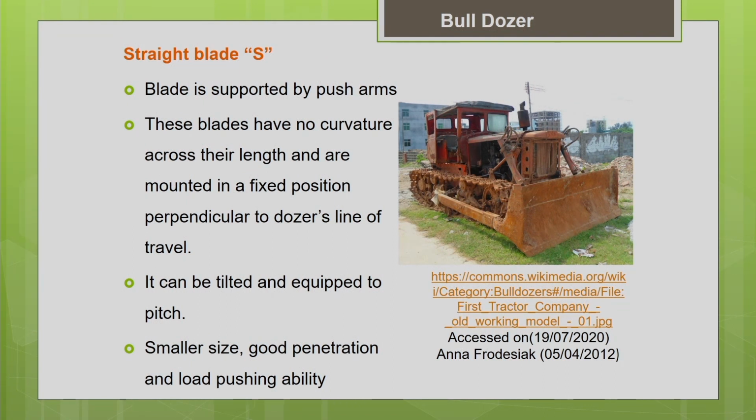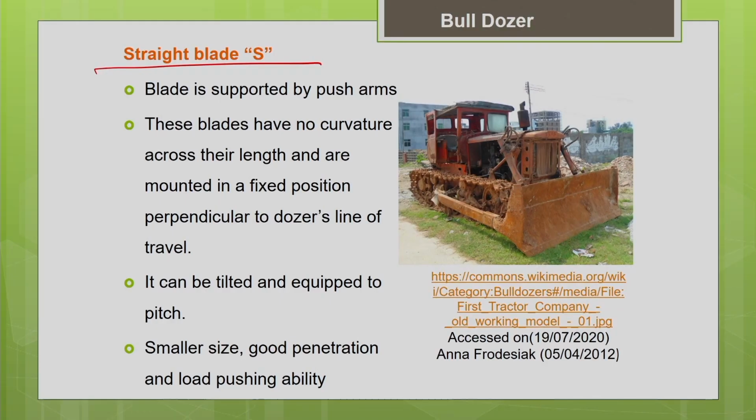First we are going to discuss the straight blade. It is denoted as S blade. As the name indicates, straight means your blade is fixed straight, perpendicular to the direction of travel. So I cannot angle this blade either to the left or to the right. Angling is not possible with this blade. It is fixed perpendicular to the direction of travel, so we have to note that.